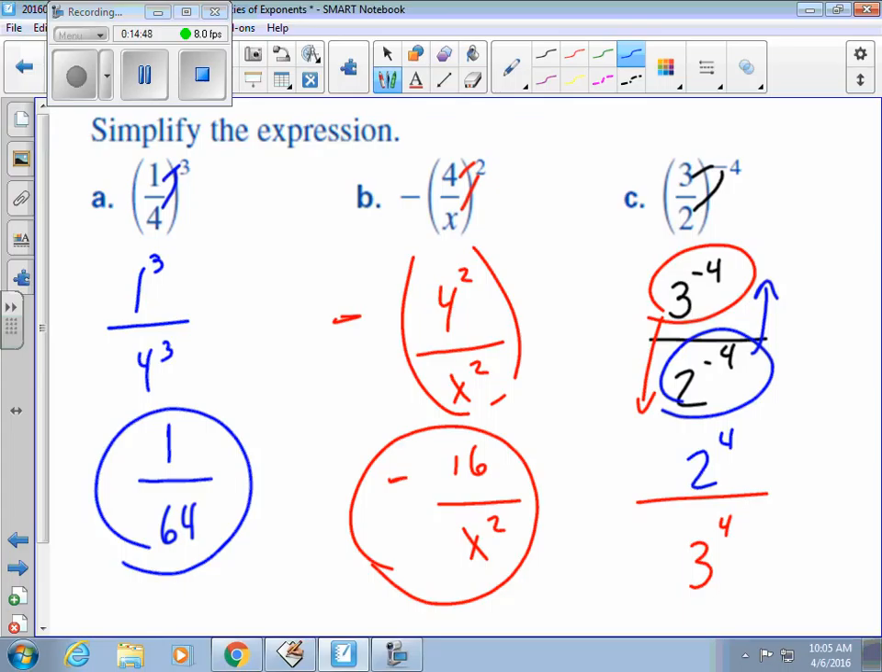2 to the fourth power means 2 times itself 4 times. 2 times 2 is 4 times 2 is 8 times 2 is 16. And 3 to the fourth, 3 times 3 is 9 times 3 is 27 times 3 is 81. 16 over 81.